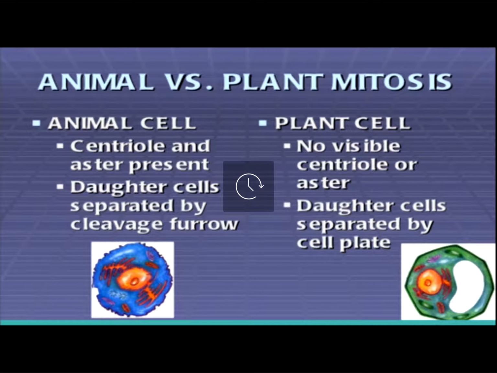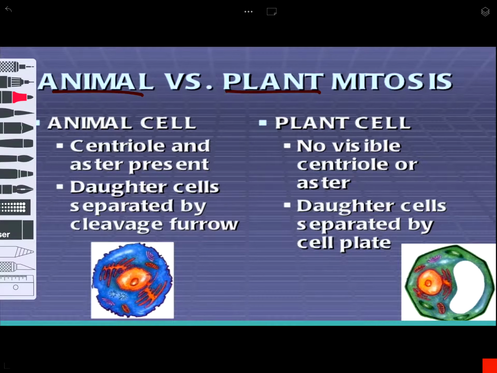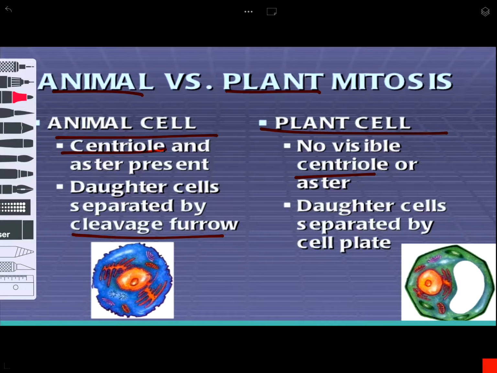As you already know, there are many differences between an animal cell and a plant cell. One of them is how they undergo mitosis. In an animal cell, as you can see on the left, there are centrioles and the daughter cells are separated by a cleavage furrow. And on the right, as you can see, plant cells don't use any centrioles, and the daughter cells are separated by a cell plate made out of cellulose.